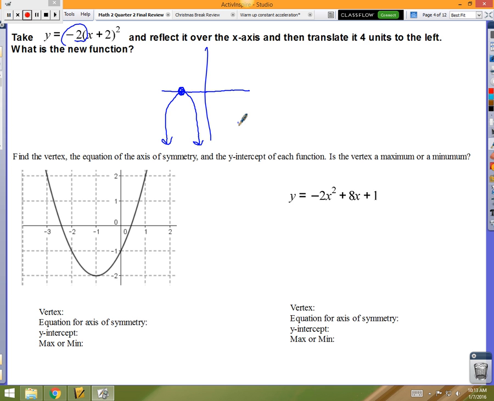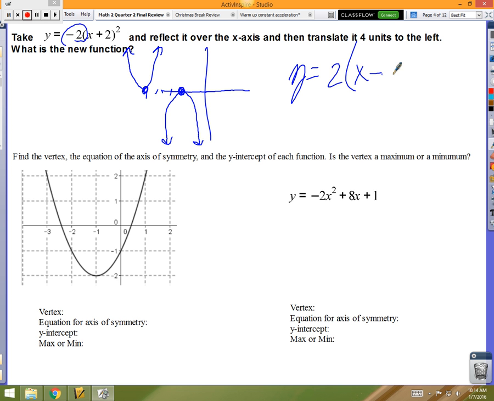So there you go. Now you need to take this and reflect it over the x-axis and then translate it 4 units left. So if I reflect this over the x-axis and go 4 more to the left, it's going to end up looking like this. So my new equation, all that I changed with a reflection is making a negative slope into a positive slope. So it's going to be y equals a positive 2. I didn't change the steepness.